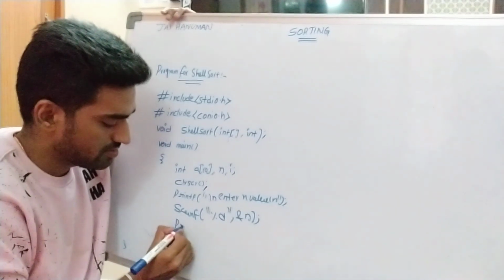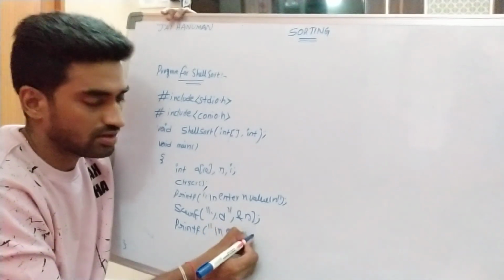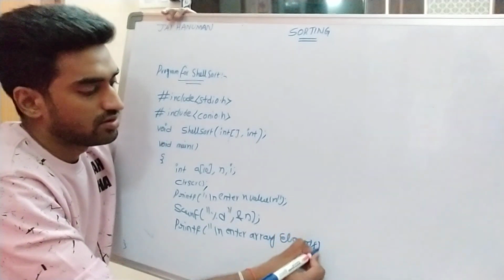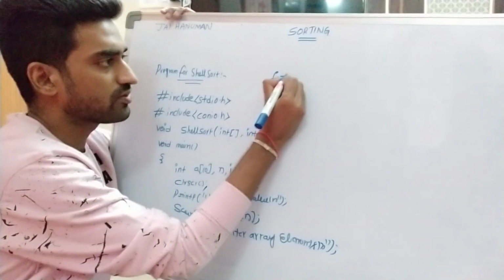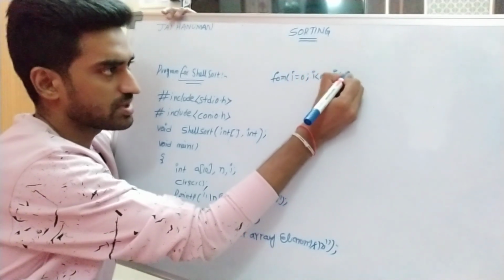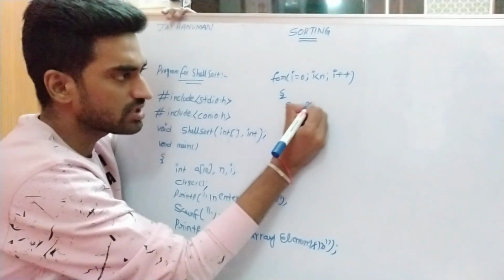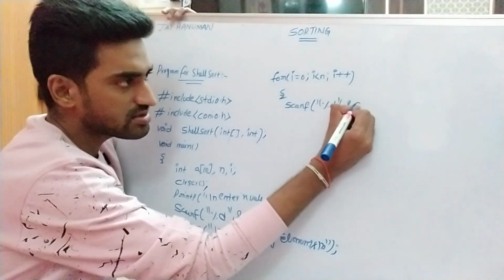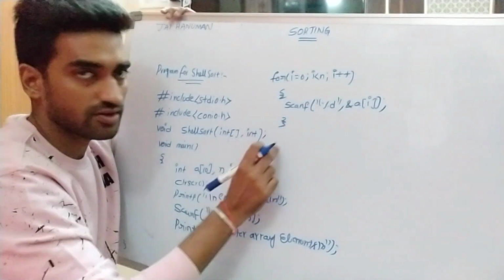For that purpose, printf enter array elements. Here the same operation is performed repetitively, so I am considering a loop. The loop starts from the array's first index, that is i equal to 0, i less than n, i plus plus. Once this condition is true, we read all the elements into the array. All are integer elements, so the %d control string is specified, and also the address of the array element, ampersand a of i. Once this condition fails, the control passes out of the loop.